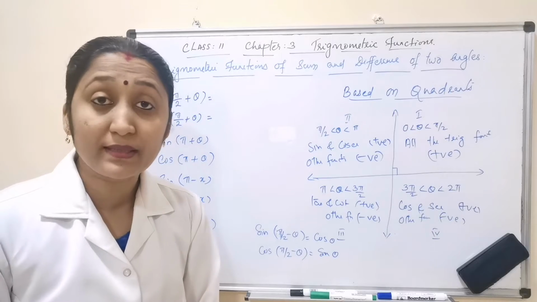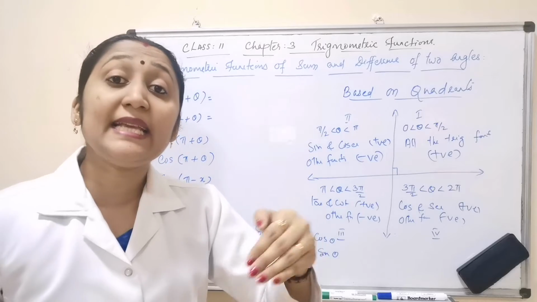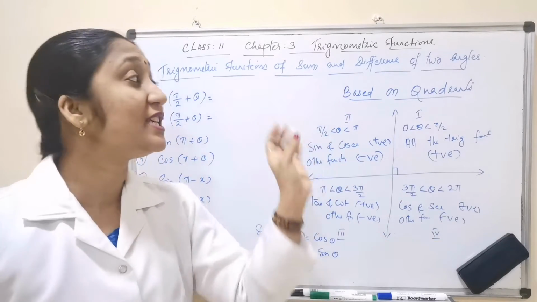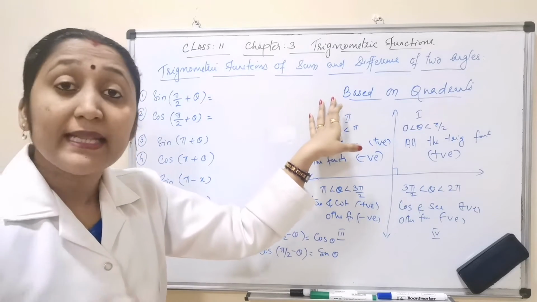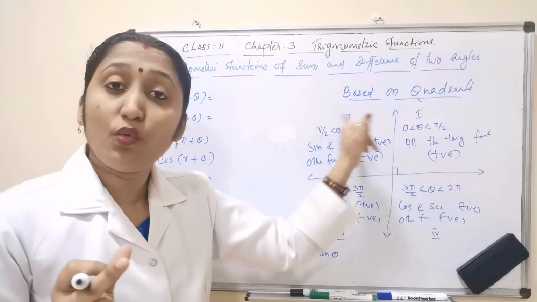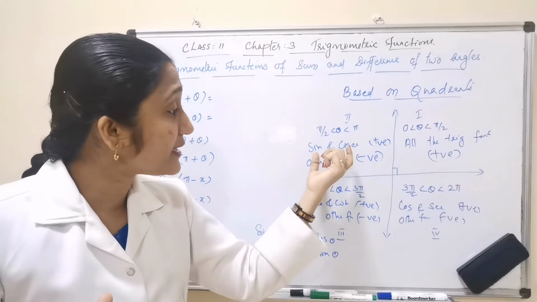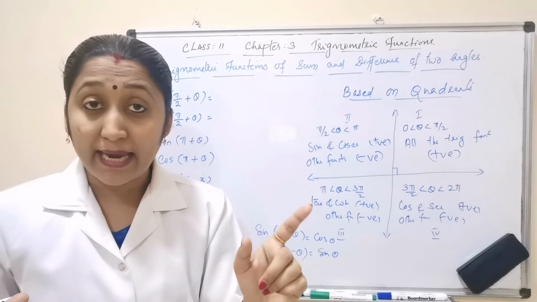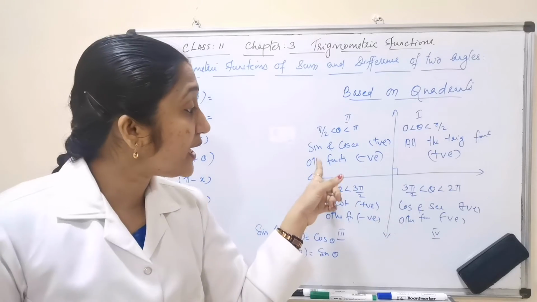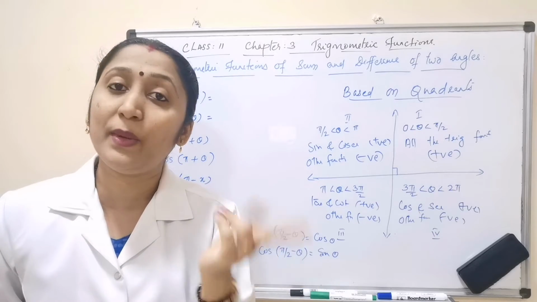Next, sin of 90 plus theta. Sin of 90 plus theta, based on the angle 90 plus theta. 90 plus theta means it is above 90 degrees, so it lies in the second quadrant. The second quadrant means it lies between 90 and 180. So what is the second quadrant's speciality? Sine and cosec will be positive. All other functions are negative, that means cos will be negative and tan will be negative.